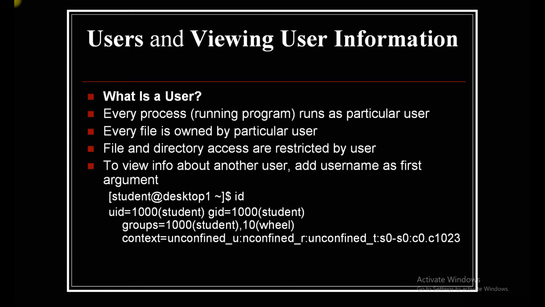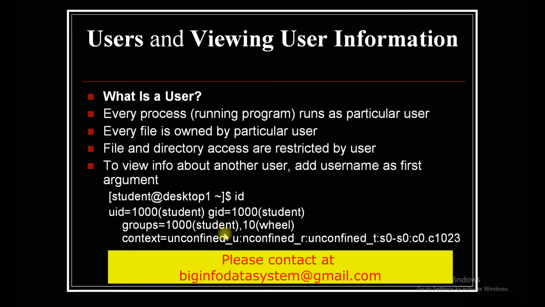Okay, so let's say if you want to see user information, how you can see? So for this, what you need to do, id command. If you are in that particular user account, just press id. So it will give you what is the user id, what's the name, what GID, what's the group name, which groups it's included in, and what is the context type it is using.